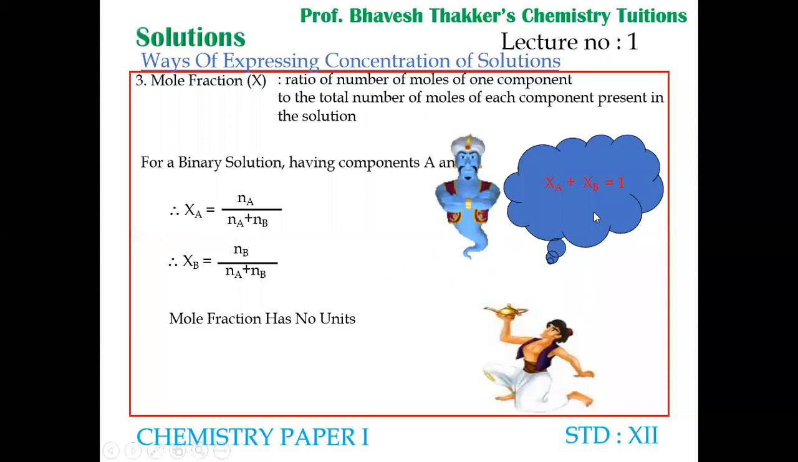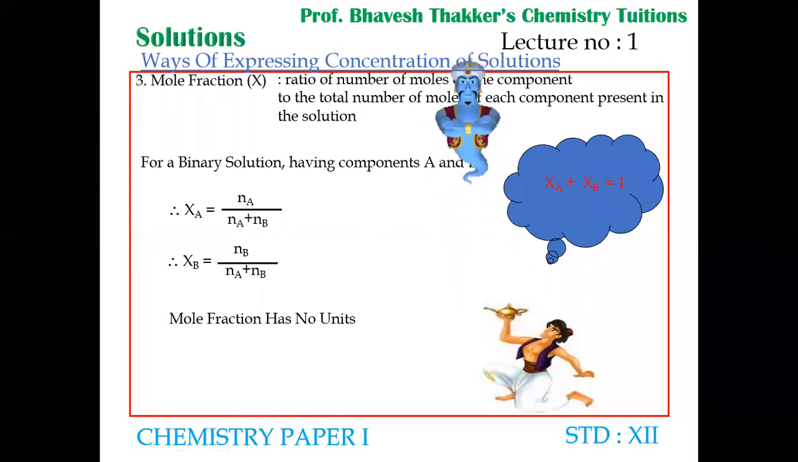And the sum of mole fractions is always 1. I told you many times with an example: if a glass is 1/3 filled with water, or 1/3 is filled with alcohol, the remaining is water. So 2/3 is alcohol. So the total will always be 1. So mole fraction is just a ratio, 1/3, 2/3, but the total will always be 1.